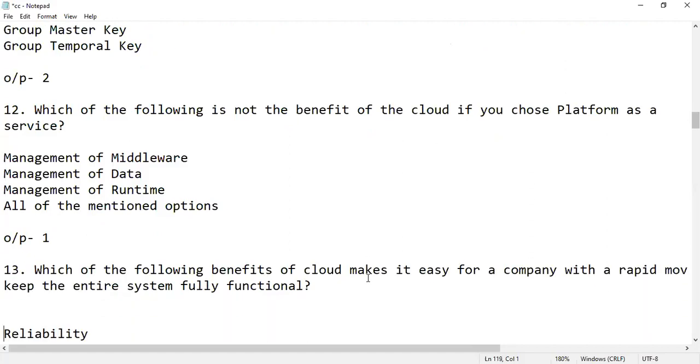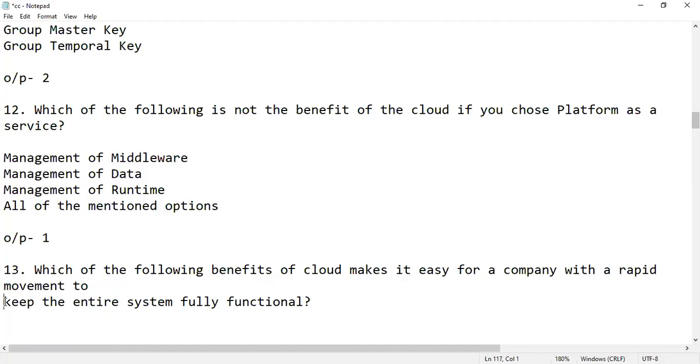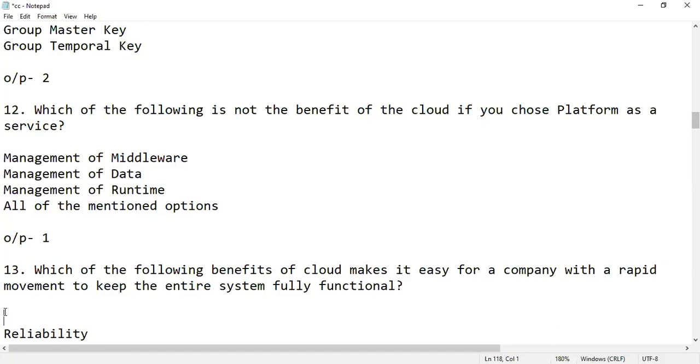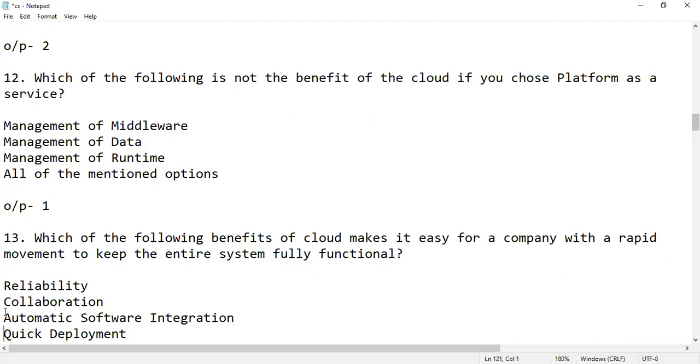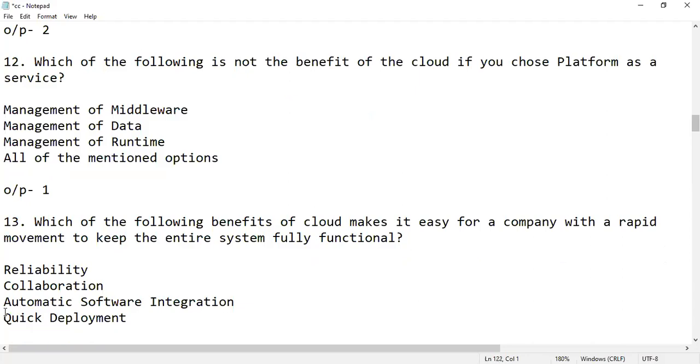The next question is: which of the following benefits of cloud makes it easy for a company with rapid movement to keep the entire system fully functional? The options which you have are reliability, collaboration, automatic software integration, and quick development. What will be the answer for this question? Okay. Anyone else?